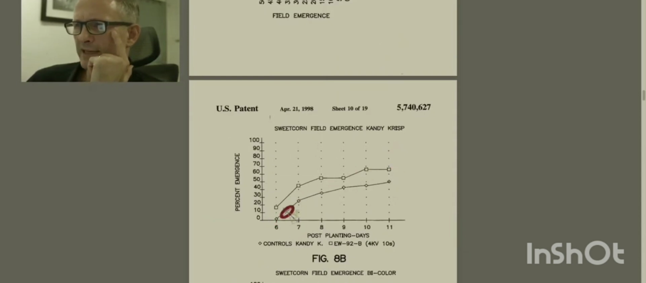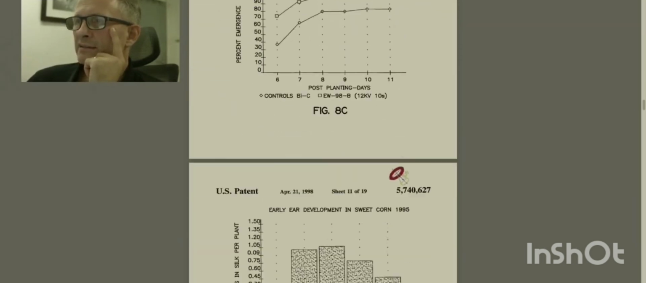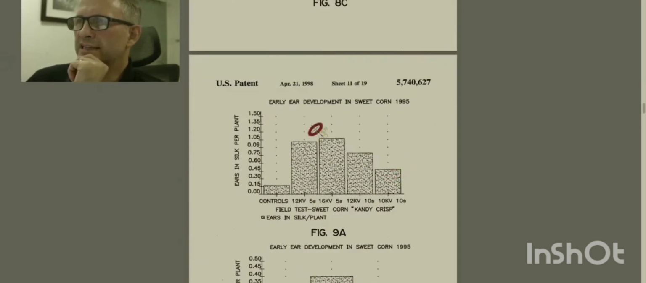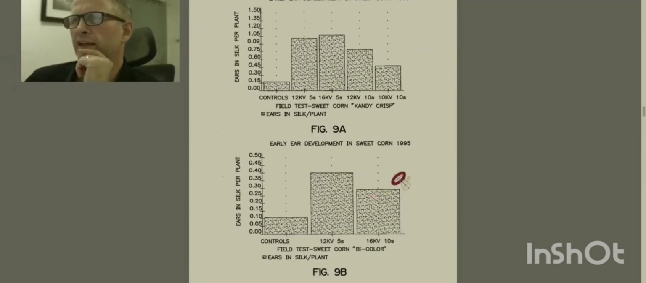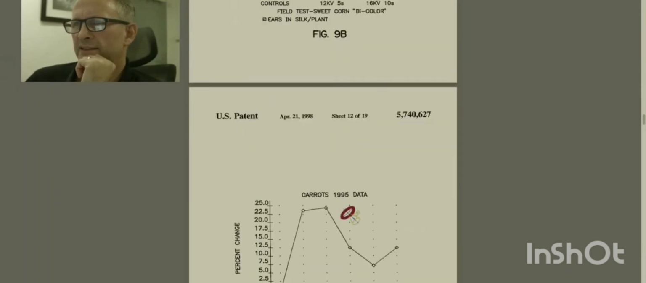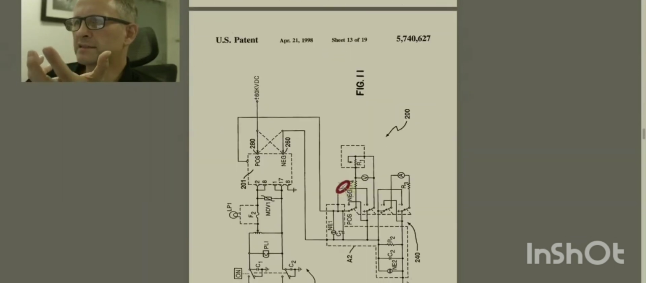Again, massive increases in the speed of emergence in the field. This is sweet corn, this is bicolor, a different type of sweet corn. These are early ear development, so they've got different voltages applied, and they can see in this case the ears are developing earlier. This means you can harvest the crop quicker, you've got a shorter growing season, less risk involved there. Again, much earlier here, you know, carrots. I mean, it's just several things.